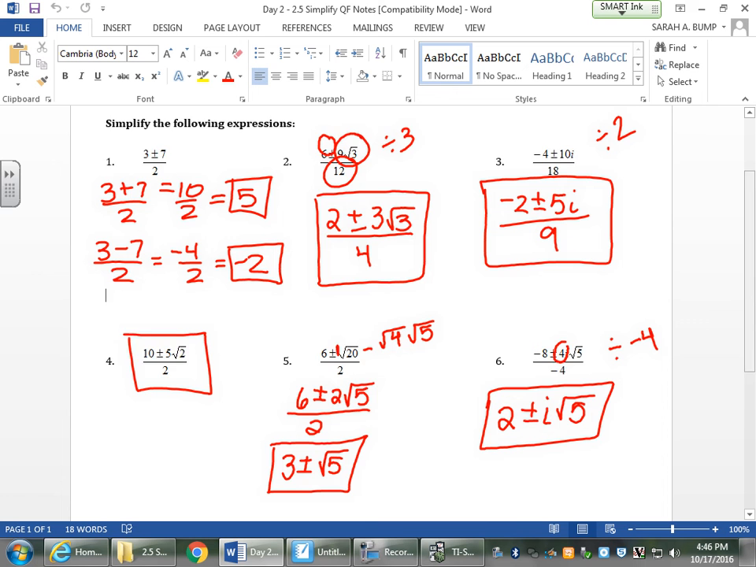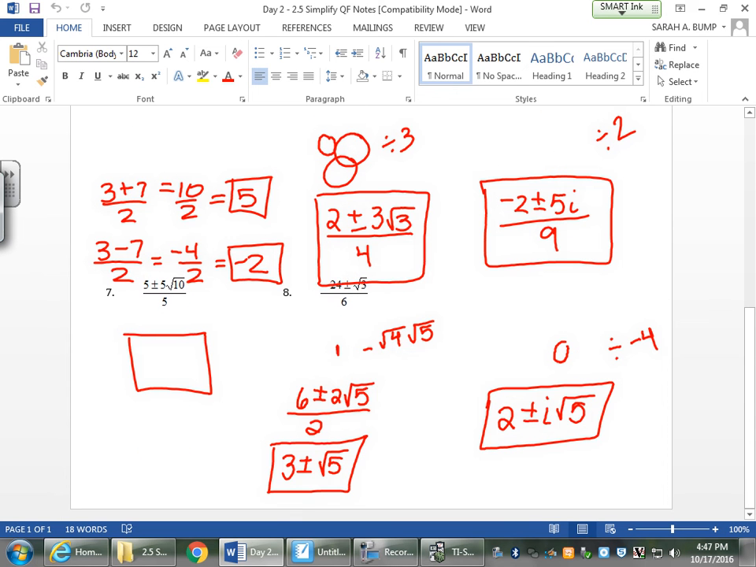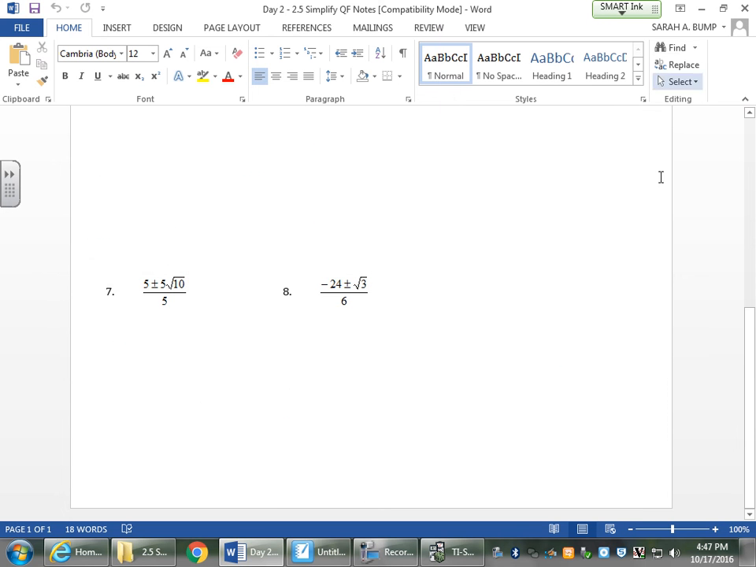Okay, a couple more of these. Just 2 more, just to make sure we understand this idea of simplifying, so that way it'll make tomorrow's lesson go a little easier. On number 7, you can divide them all by 5. That's all you can do there. You're going to divide by 5. 5 goes into all of those. The radical doesn't change, though.